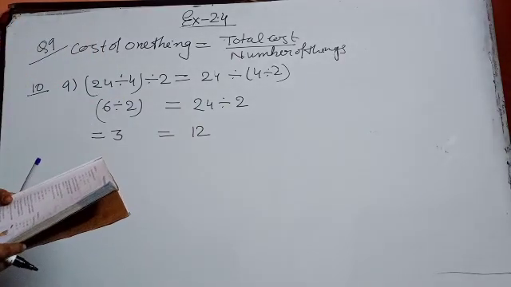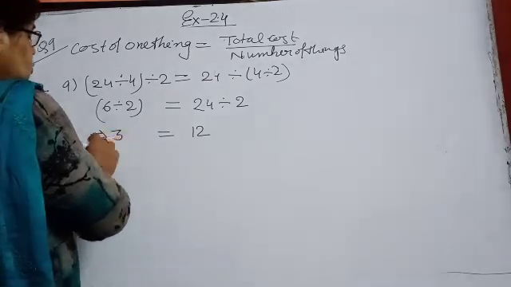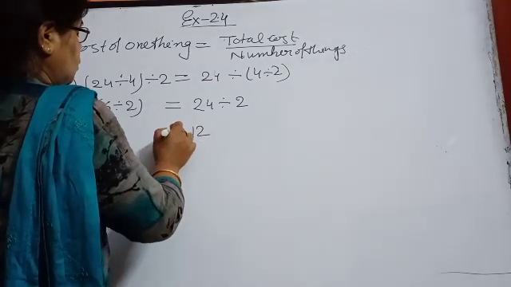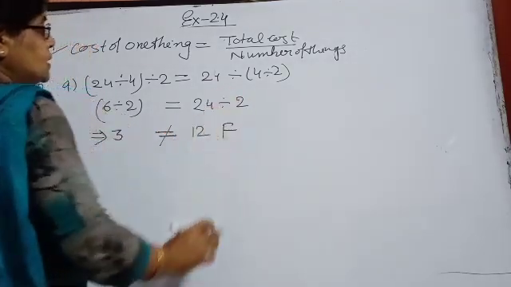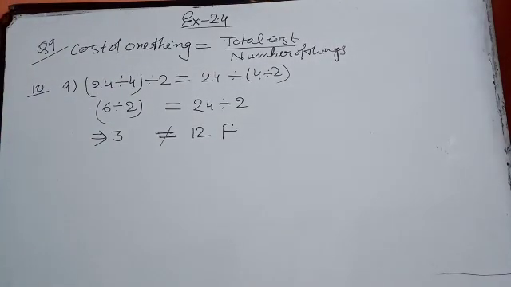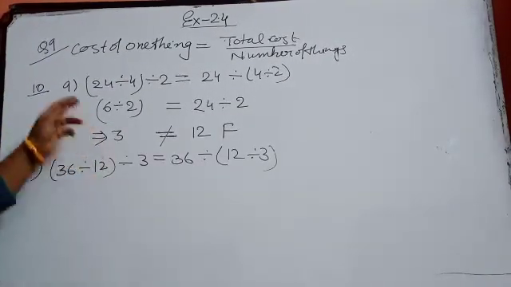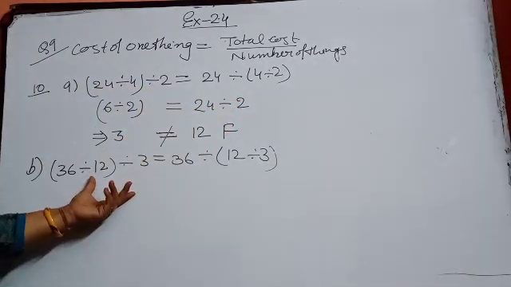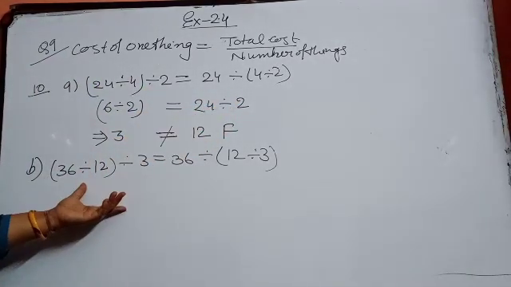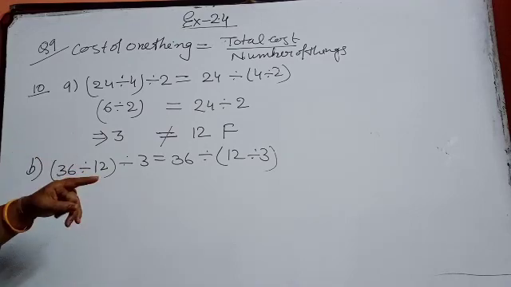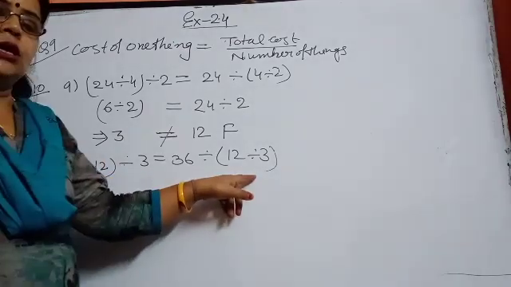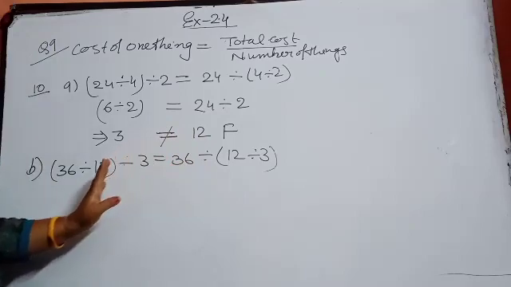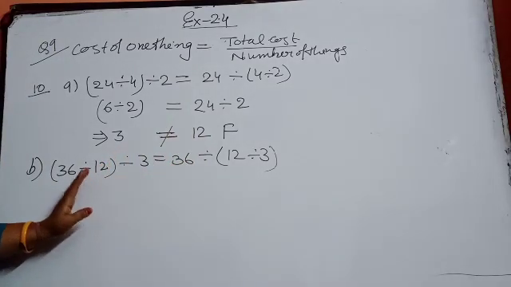So, are the following statements true? So 3 is not equal to 12. 3 is not equal to 12. So this statement is false. In question 10, A part I have done. The B part is the same. I can do this part also, but if I do not leave this pattern question for you, then you will not be able to solve it. That's why I am leaving this part for you.